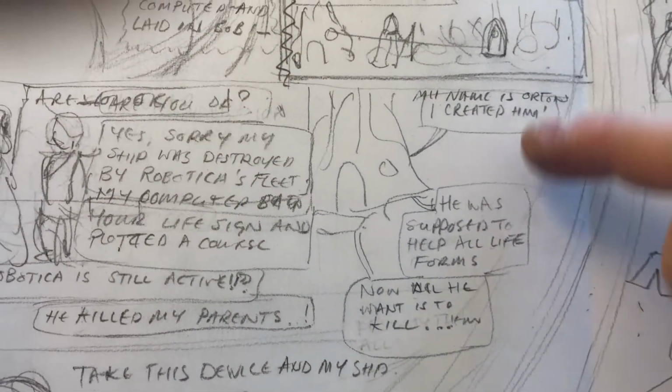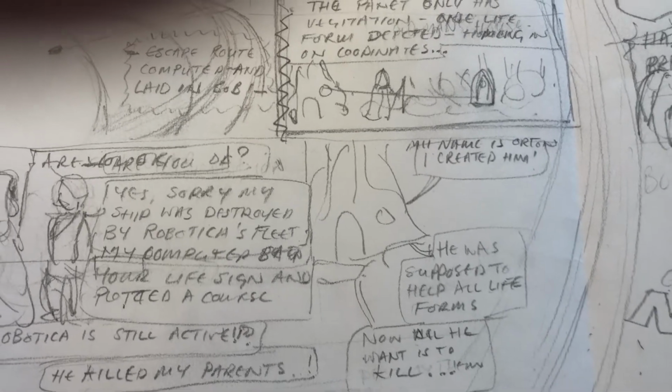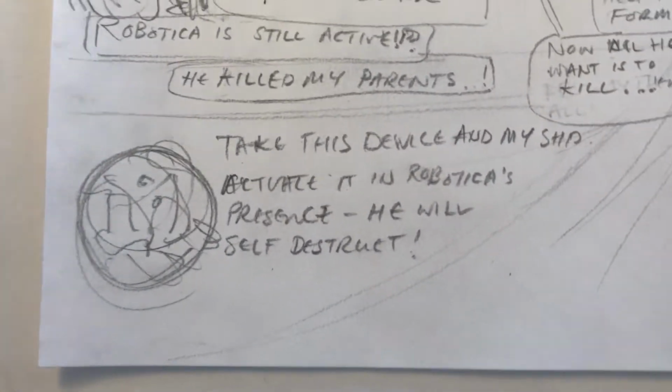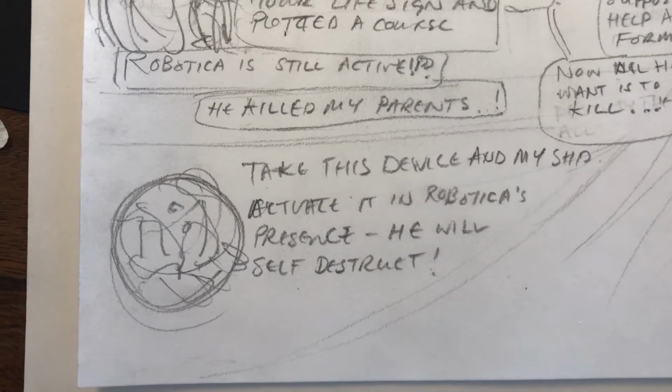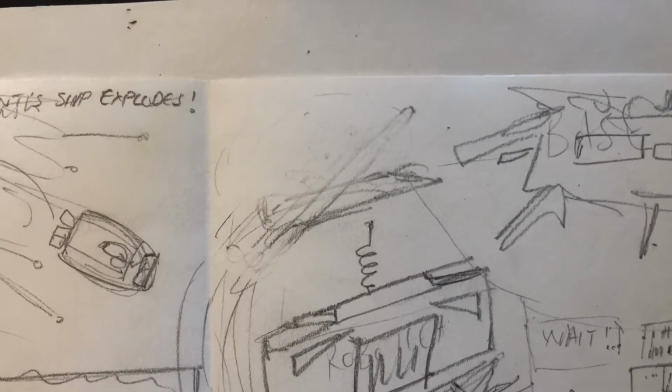This sort of positioning of the speech bubbles like this means you sort of follow the flow, yeah? It makes it a bit easier. And also pauses and stuff. There's a pause there, so you think there's a pause as he's speaking it. "Take this device and my ship, activate it, and in Robotica's presence, he will self-destruct." There's the blast from the ship. There's the ship. I don't quite know what the ship's going to look like yet, but it'll look good. And there is Robotica's base. Robotica meets him.